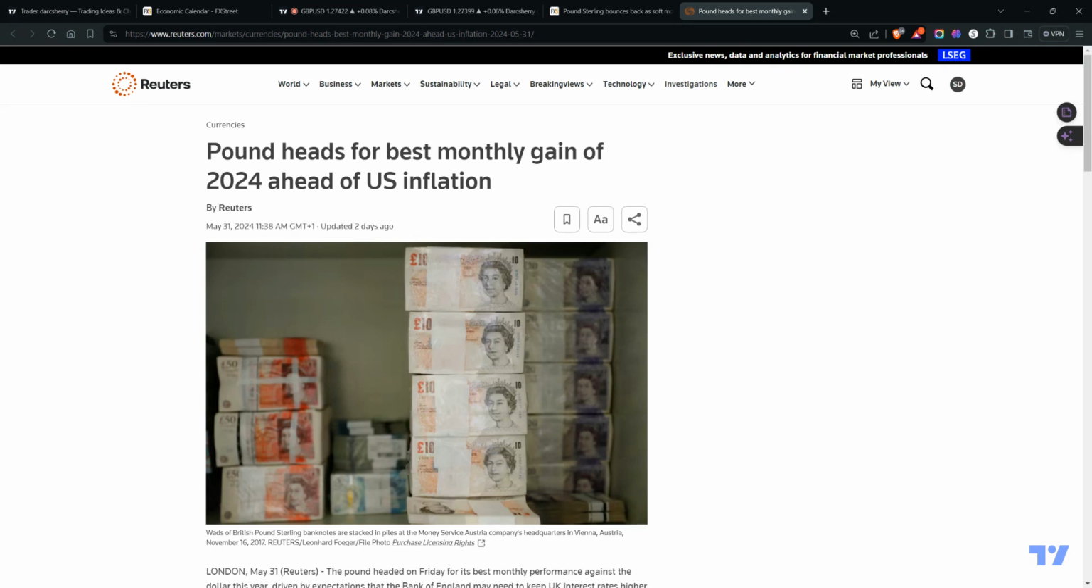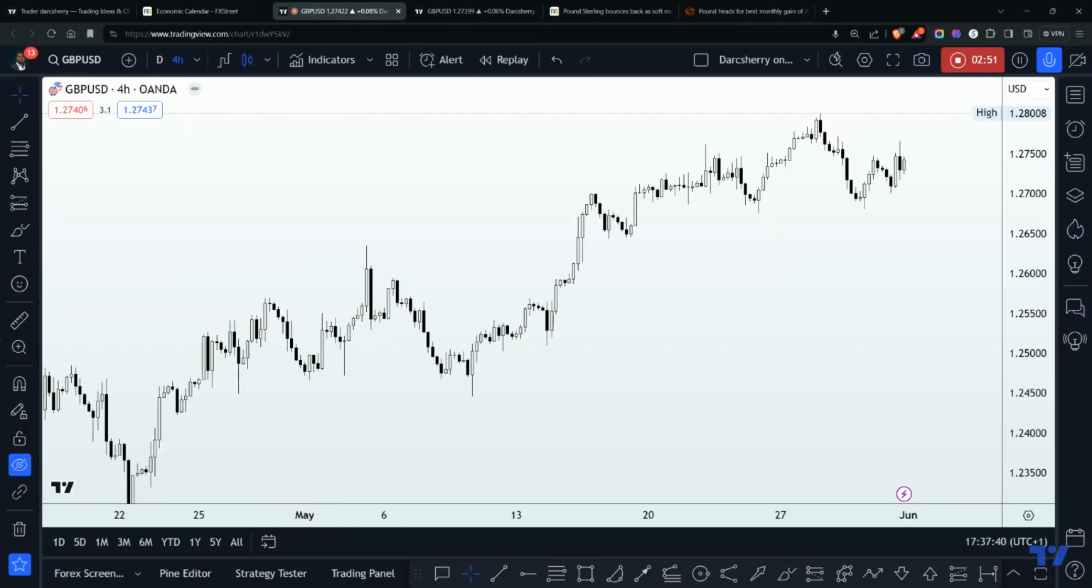As always, we will be leveraging on our basic tools from the economic calendar, trend lines, key levels, and chart patterns to predict potential price movement in the coming week.